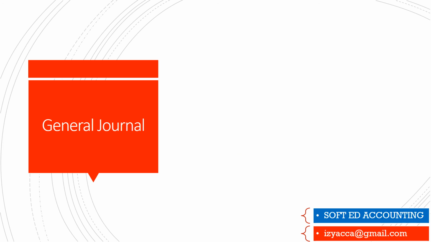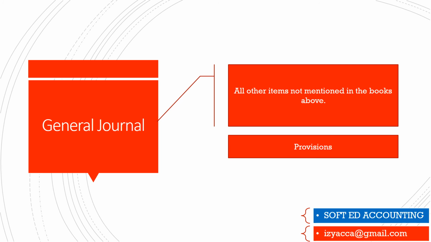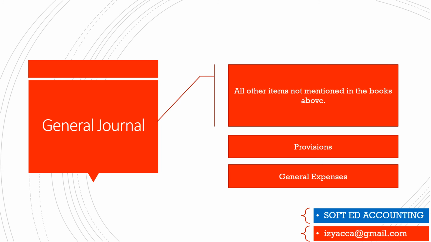Lastly, we have the General Journal. The General Journal is a book in which all other items not mentioned in the books above are recorded. So what are the examples? We have provisions and general expenses.